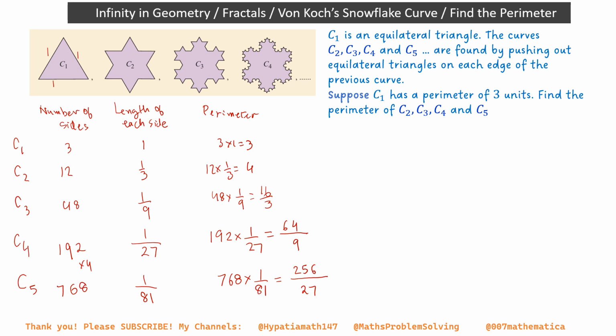256. So the perimeter of C5 would be 256 out of 27. So the other thing you can notice is the ratio of the perimeters, and that is constant.